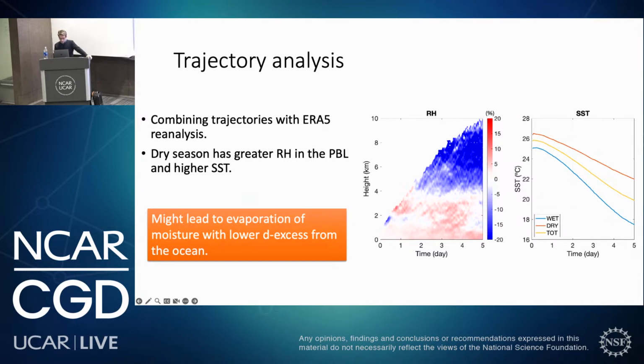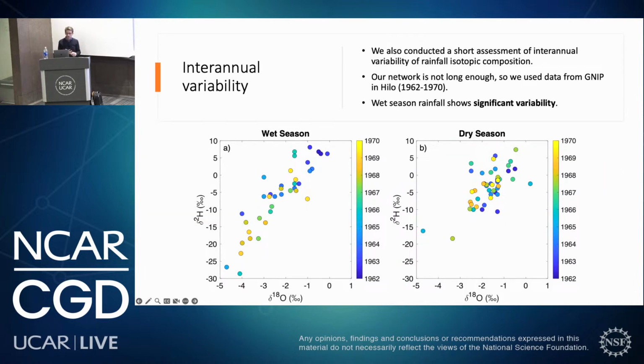I wanted to conclude by talking about interannual variability. And you might ask, how can we talk about interannual variability if we have 2 years of data? And in fact, we can't. And so that's why for this one, we used the GNIP data that I mentioned earlier.